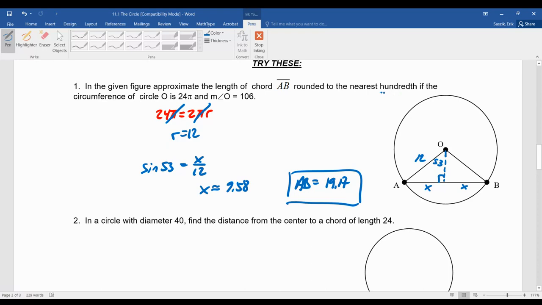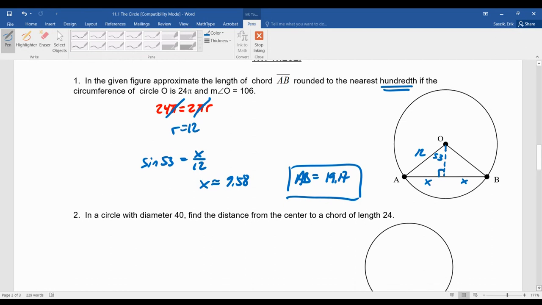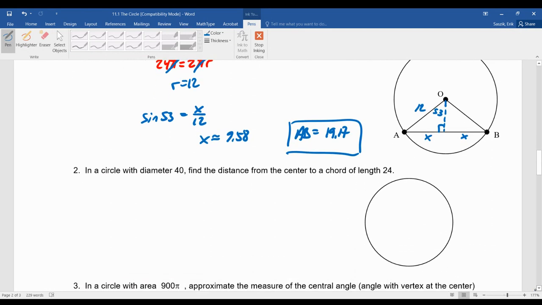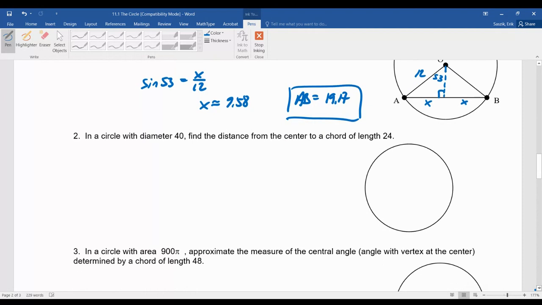Now, when it says rounded to the nearest hundredth, that's kind of a giveaway that you might have to use trig. Not always, but when you see that, one thing that should be going through your head is, hey, I might have to use trig.